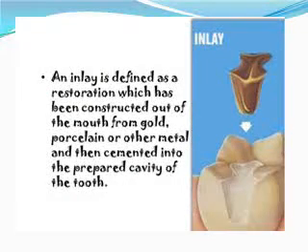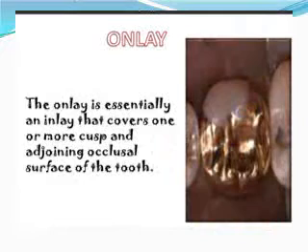بهذا السلايد يوضح لنا الإنلاي اللي هي نستخدمها as restoration which has been constructed out of the mouth. المادة اللي قد نستخدمها بصناعة الإنلاي قد تكون الجولد، البورسلاين، metals، then نصنعها بالمختبر، بعدين نسوي لها cementation بالكافيتي اللي احنا already نسوي لها preparation. الأونلاي يكون essentially as inlay but it covers one or more cusps and joining the occlusal surface of the two.